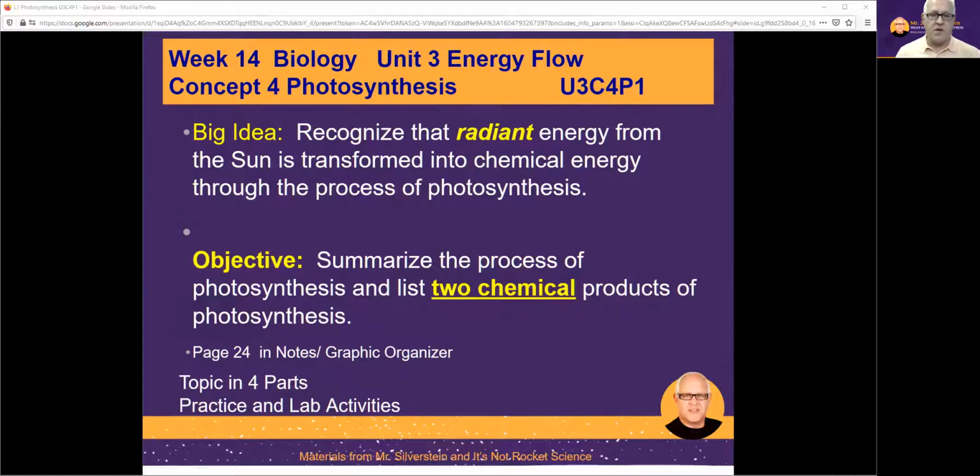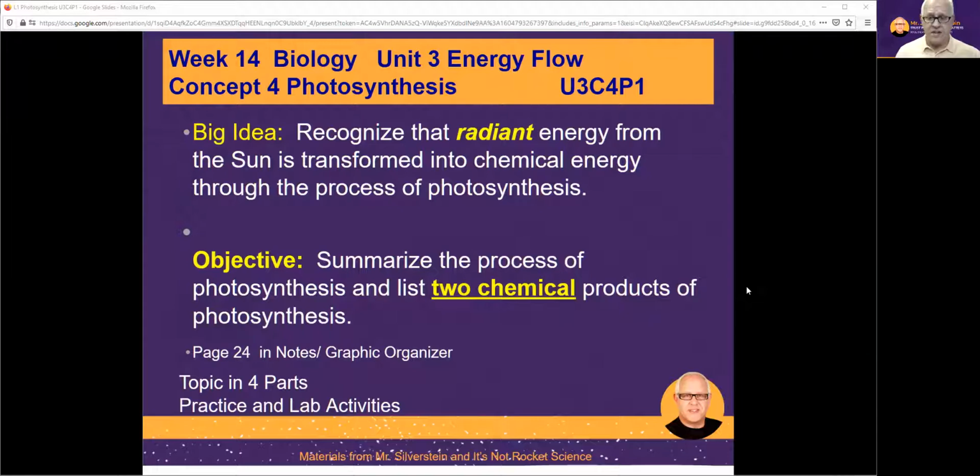All right, so we are in our week 14. This is unit 3 on energy flow. And we're going to move into concept 4, photosynthesis, unit 3, concept 4, part 1. The big idea that we're working with in this whole unit on energy flow is that we're recognizing that radiant energy from the sun gets transformed into chemical energy through the process of photosynthesis.